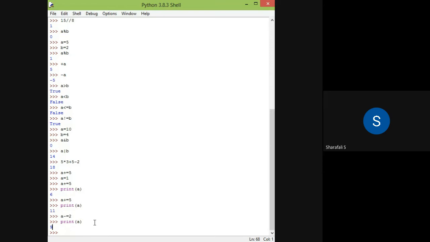Okay, so that's all about the operators, and you can work out the other operators by taking some examples. And in the next class, we will be discussing Python functions.